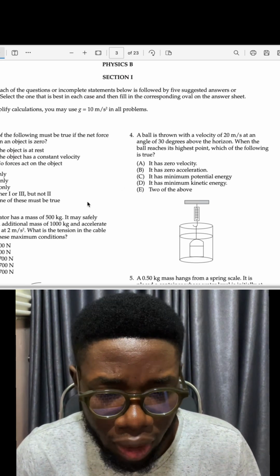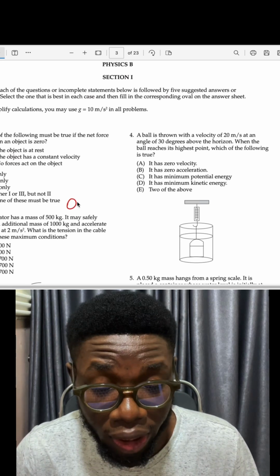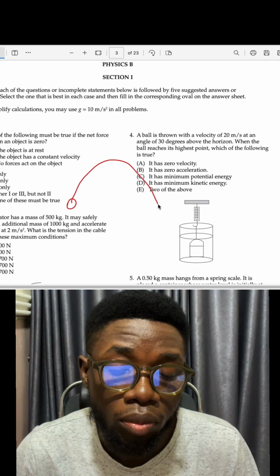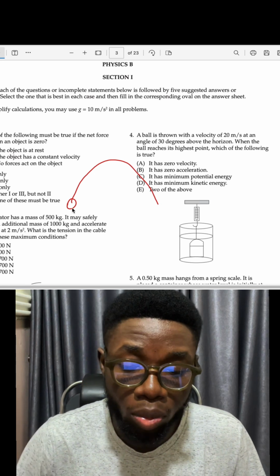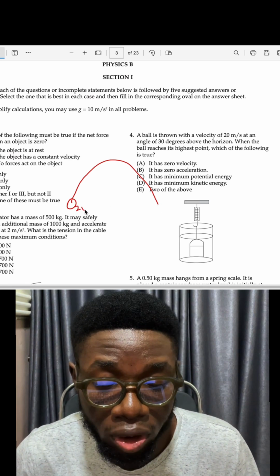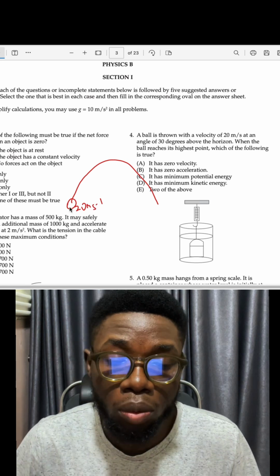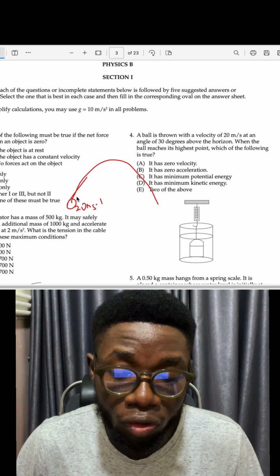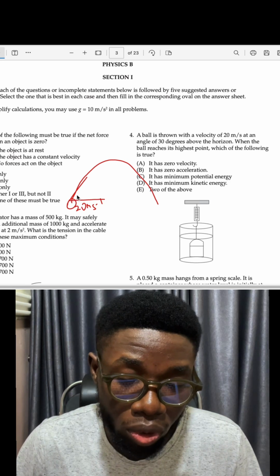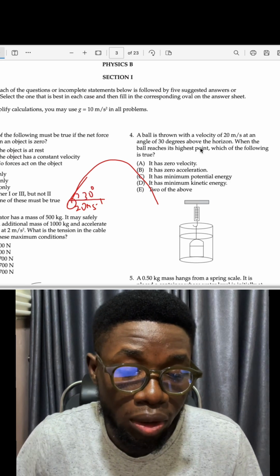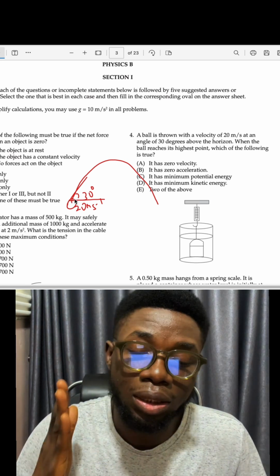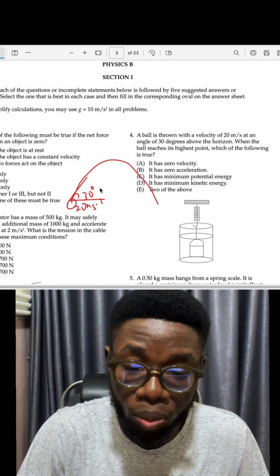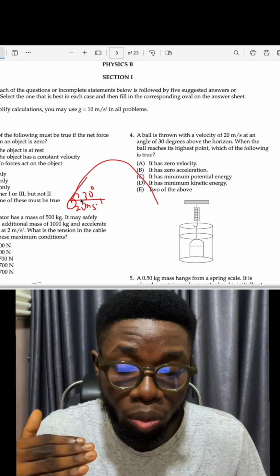Let's sketch a path of the ball. So let's say the ball was here initially and it was thrown. So it's going to take this parabolic path, and it was thrown with an initial velocity of 20 meters per second. Since this was thrown at an angle of 30 degrees above the horizontal, it implies that this body will have both a vertical component of velocity and a horizontal component of velocity.